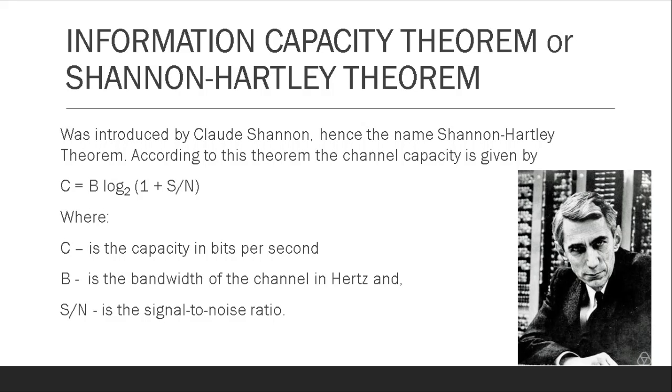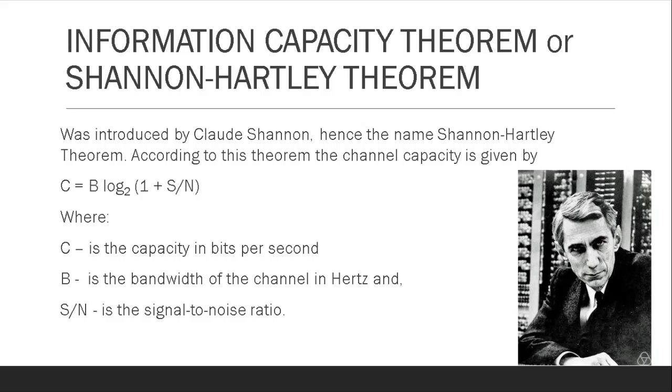Information capacity can be defined as the maximum rate at which the information can be transmitted through the channel without any error. The channel capacity C, which is discussed in the next slide, is said to be the maximum rate at which information can be transmitted through a channel.